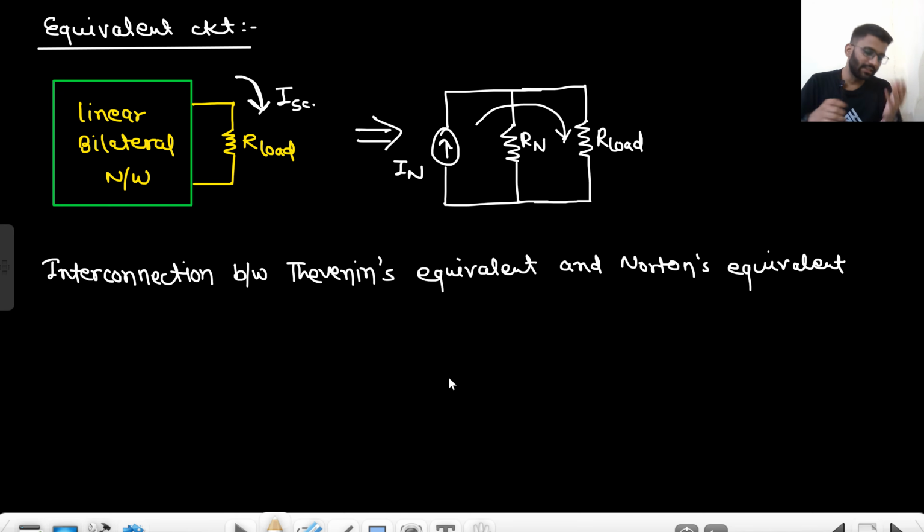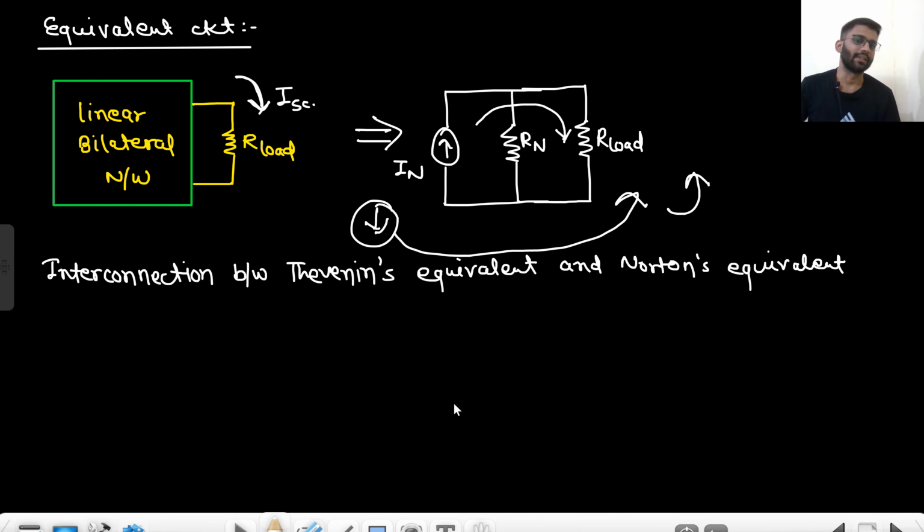If the current in R load is from down to up, if the current in R load is something like this, how will I make my IN? I will make my IN like this, so that this current goes on like this only. Are you getting my point? So IN should be made such that the current in R load goes from down to up. So that's the important point here. What should be the direction?